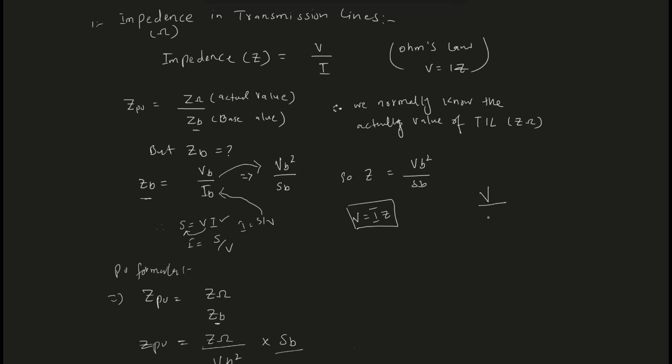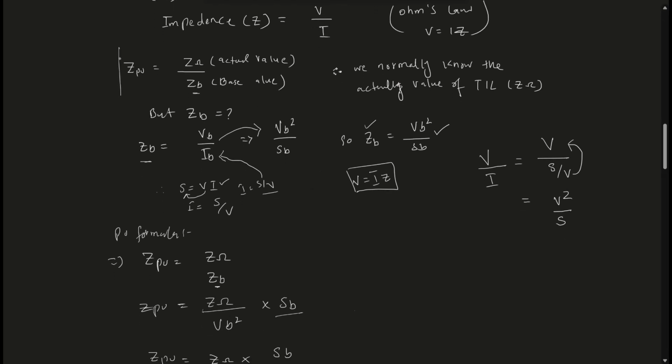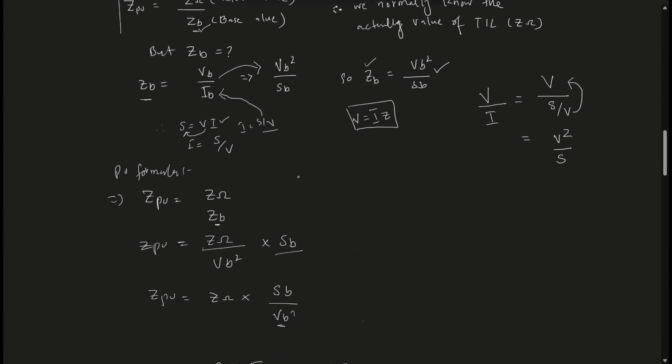So it comes out like this: V divided by I. The I value is S by V, so this V will be multiplied in the numerator and we get V square by S. Now B denotes the base values, so ZB will be equal to VB square divided by SB. Now you have the ZB equation to put in the formula Z per unit equal to actual by base.